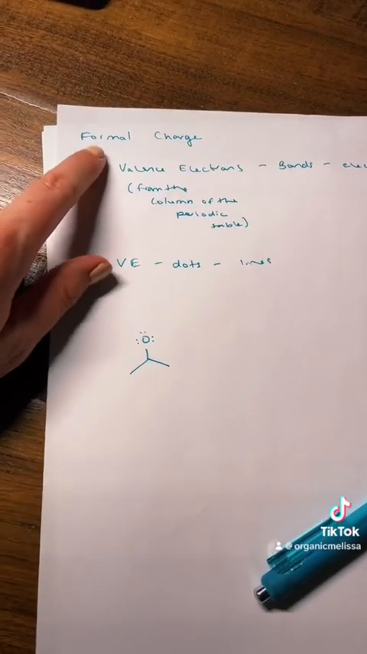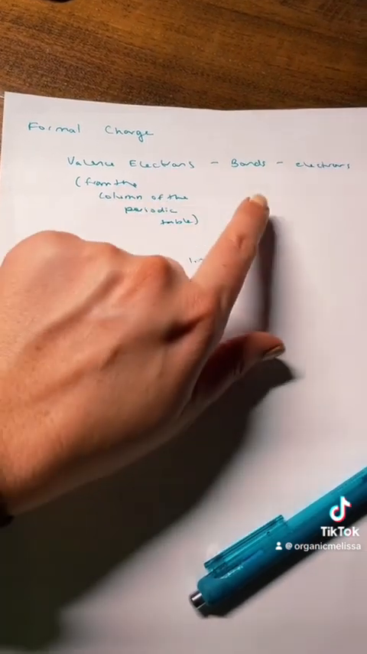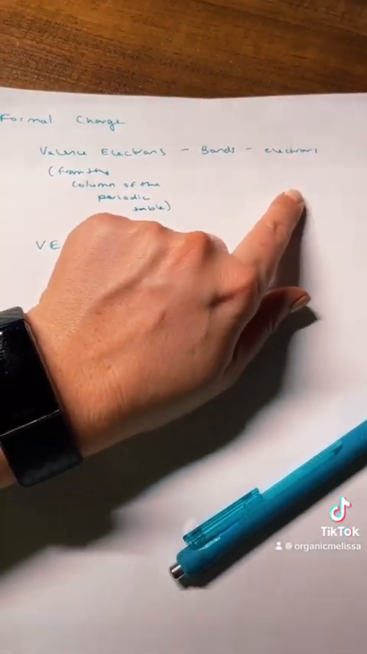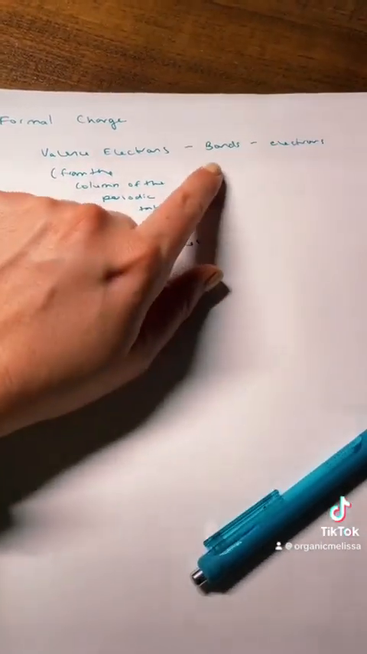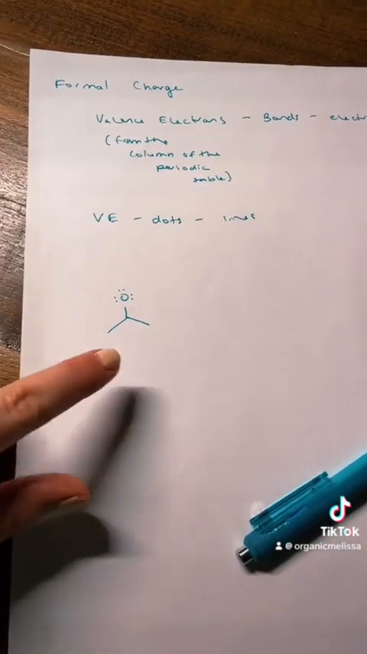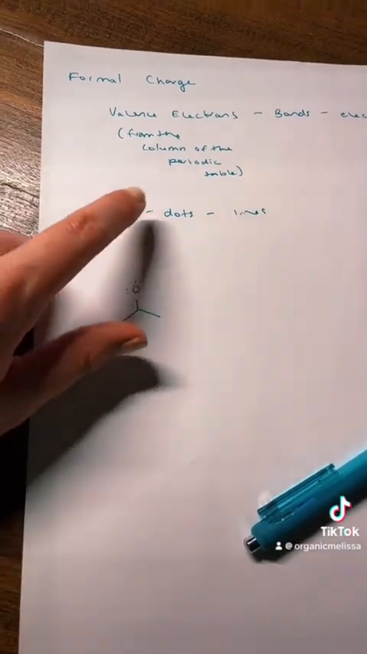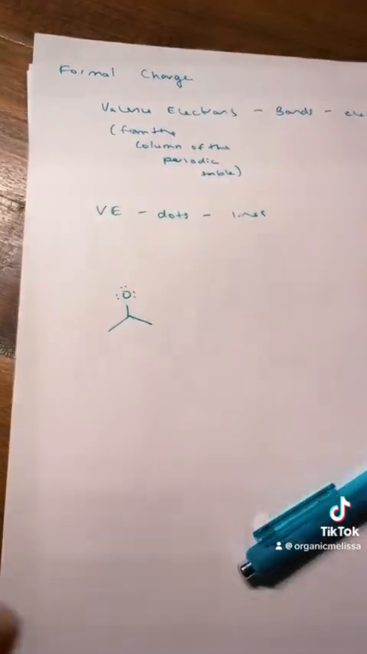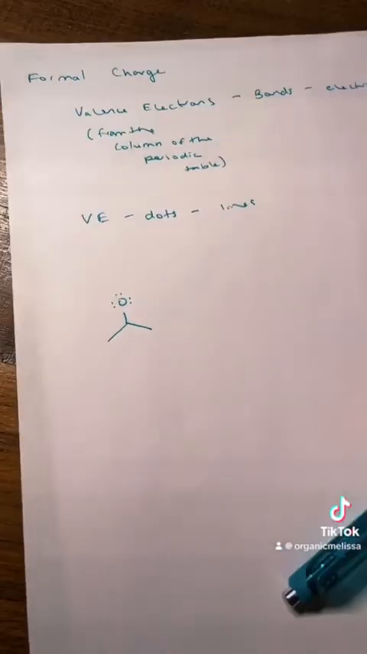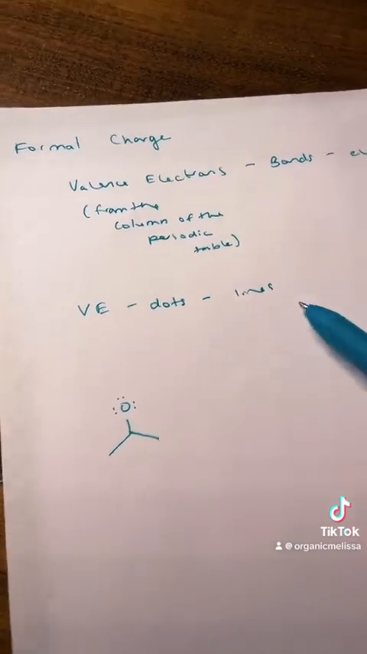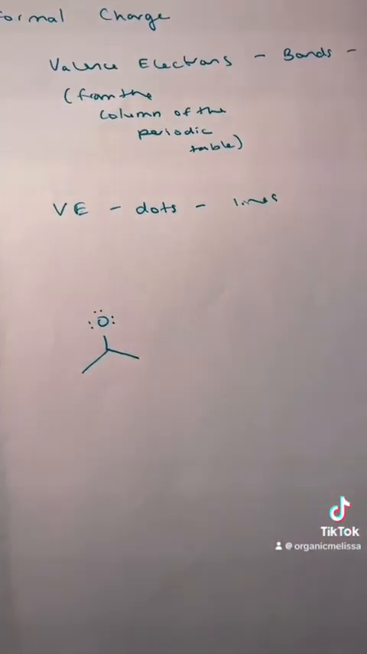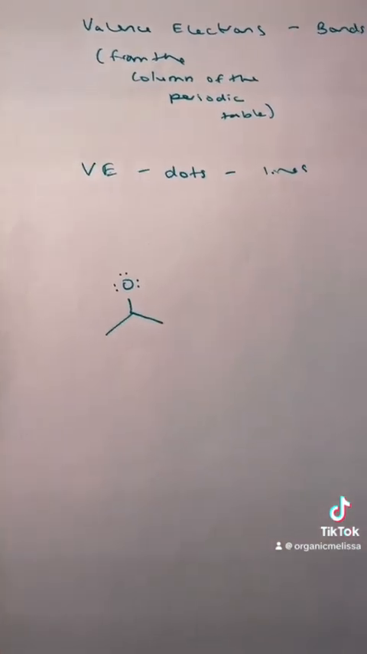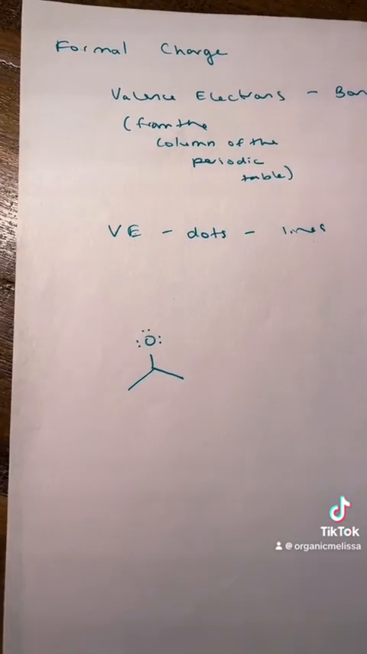So here's the formula. Formal charge is valence electrons minus bonds minus electrons, so that is bonds and electrons that are on the actual atom. Also, I should say some of my students say valence electrons minus dots minus lines. If that helps you, fine. I feel weird calling bonds and electrons dots and lines. I feel like I would be called a bad chemist, so I don't do it. But if it helps you, go for it.